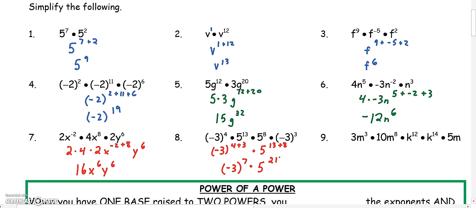Number 9. So our m has coefficients of 3, 10, and 5. So those get multiplied together. Our m, we're going to add our exponents. Remember, if there isn't an exponent, it has an exponent of 1. So we have 3 plus 8 plus 1. And then k to the 12 plus 14. So when I multiply 3 times 10 times 5, I get 150 m to the 12th, k to the 26th.